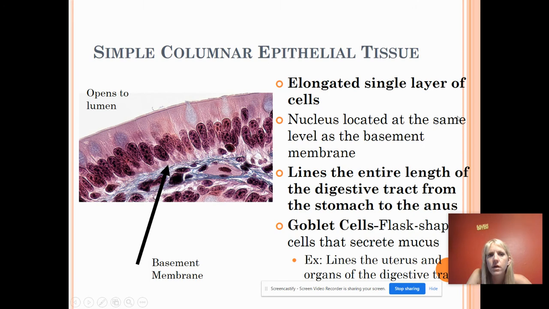And then simple columnar is an elongated single layer of cells. They're elongated because they're column shaped. That would be in the digestive tract, and they have something called goblet cells. Goblet cells are flask shaped.